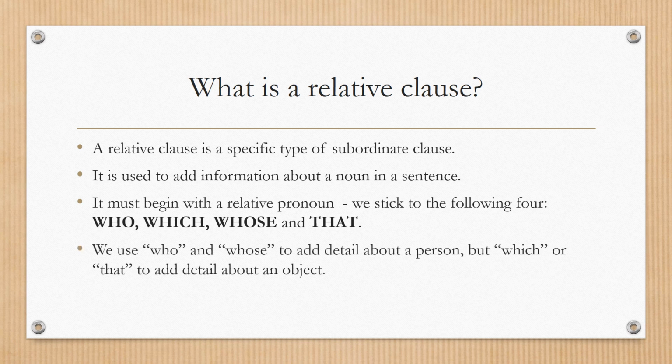We use who and whose when we wish to add detail about a person, or in some cases perhaps an animal. But we use which or that when we wish to add detail about an object or a thing.